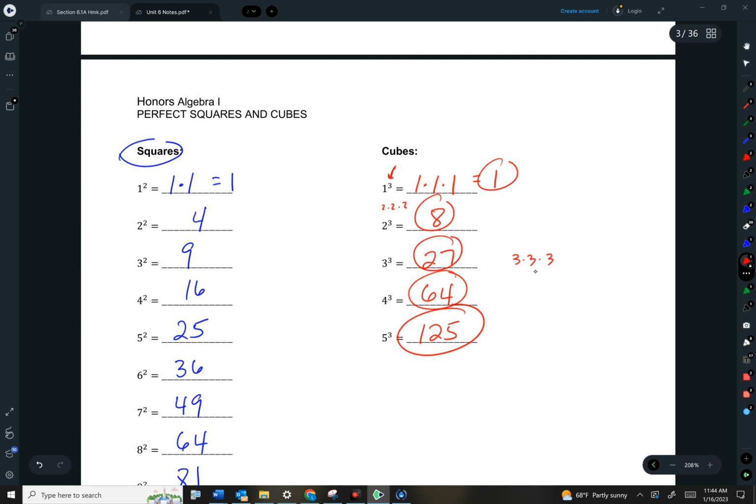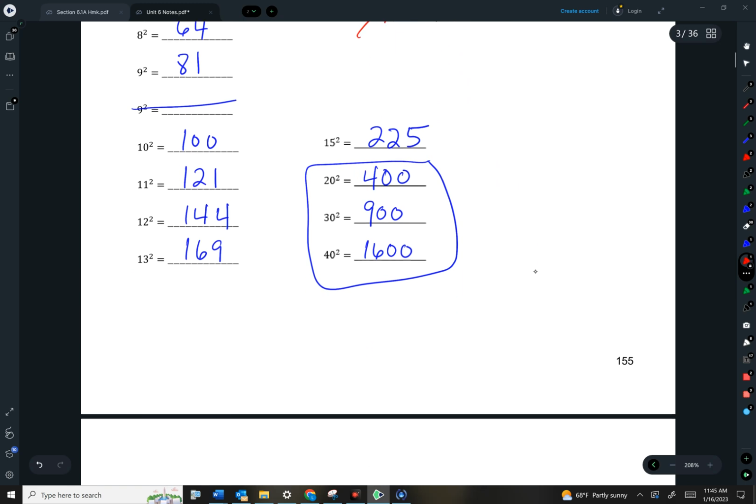So with these cubes, I don't expect you to know 6 cubed or 7 cubed or higher without a calculator, but 1 through 5, I do. Again, if you're not familiar, make yourself some flashcards and see if that helps, but you've got to know these quickly and efficiently.